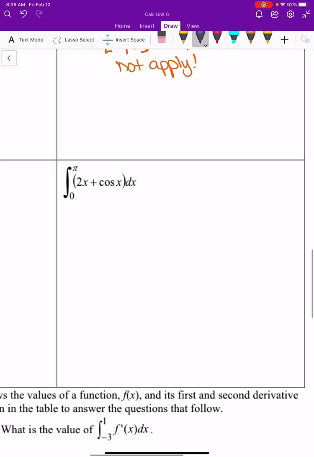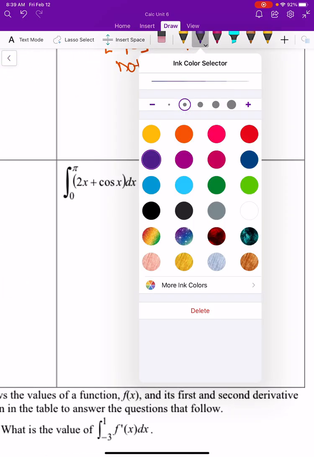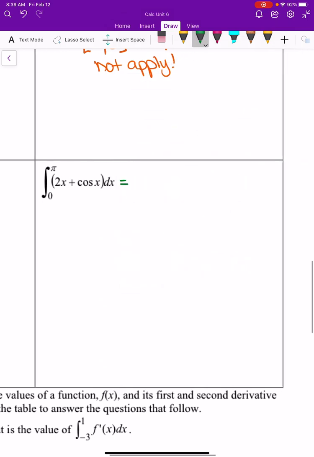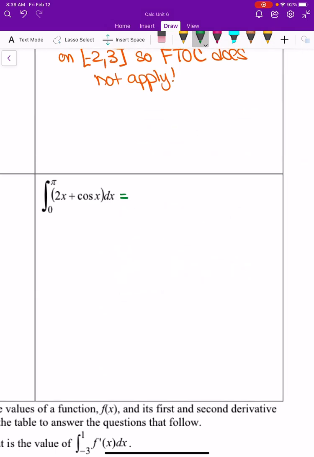All right, last one. Ooh, we've got a cosine. That's fun. Let's see how we can handle this. It's already in polynomial form, so I'm ready to take the antiderivative. So the antiderivative of 2x, well, I increase my exponent by 1, and then I don't need a coefficient because that 2 would drop down and make the 2x, so we're good to go there. The antiderivative of cosine is sine, evaluated from 0 to pi.